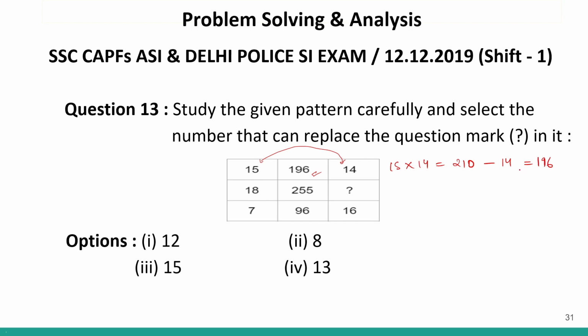Correct? Similarly, let us check for this. So, 7 into 16 will give me what? 16 into 7. If you remember the tables, it will be easier. So, this is 112. And if I subtract 16 from 112, I'll get 96. So, the same logic follows for row 1 and the same logic follows for row 2 as well. So, first operation was multiplication and the second operation was subtraction.